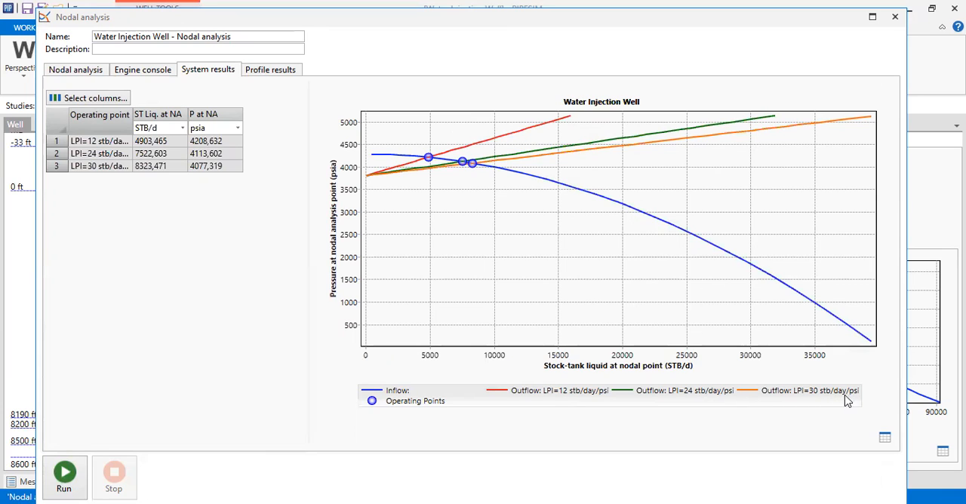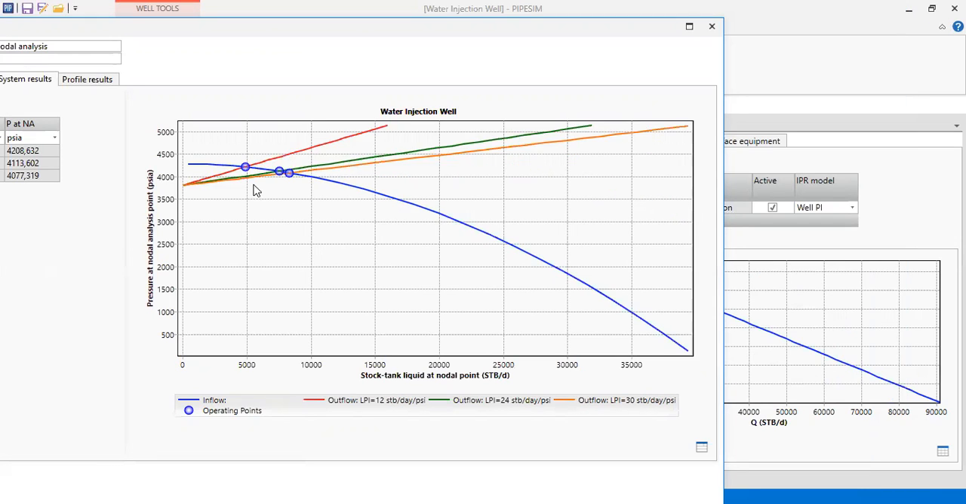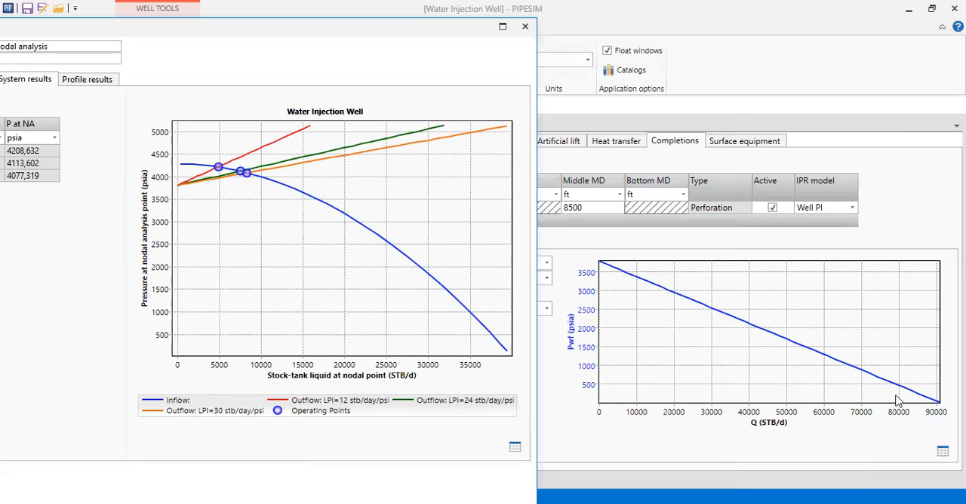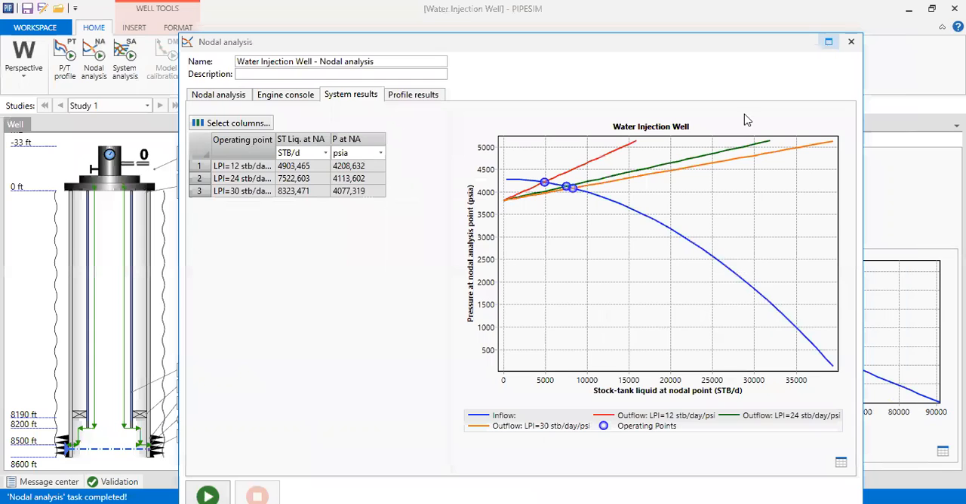All right. And you can also see that our outflow is actually a straight line, okay, which reminds us of the reservoir IPR, which is actually a straight line, right? So it confirms that the outflow in nodal analysis for an injection well is actually our reservoir IPR. So that's one of the important things that we can learn from an injection well.